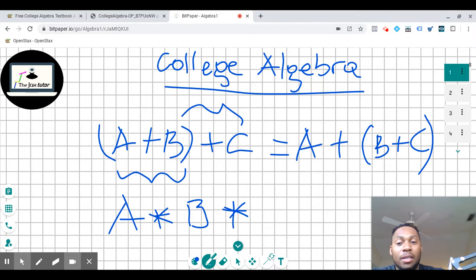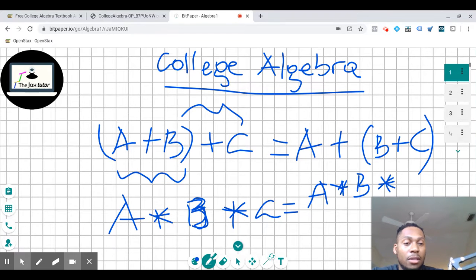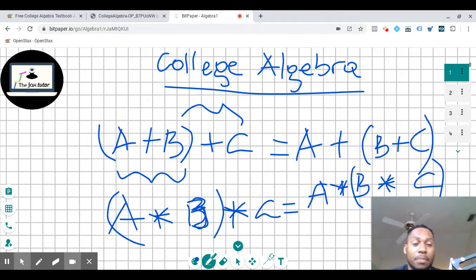A times B, that doesn't look like a B at all. (A × B) × C is the same as A × (B × C). So I can group these ones this way and I can group that one this way. So these are the same thing. And if you're looking for an example, this is a good example.